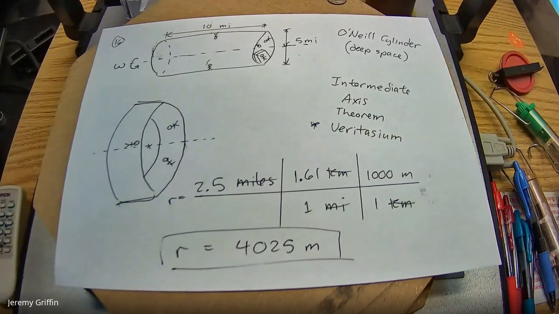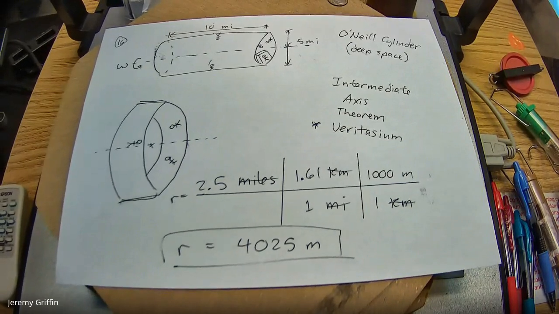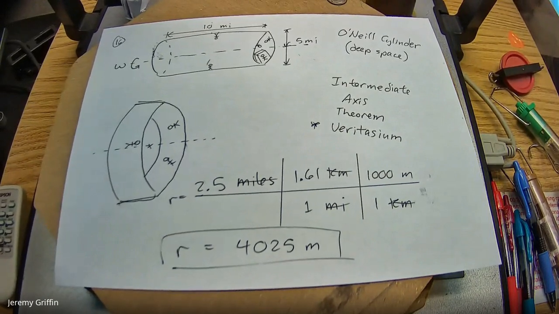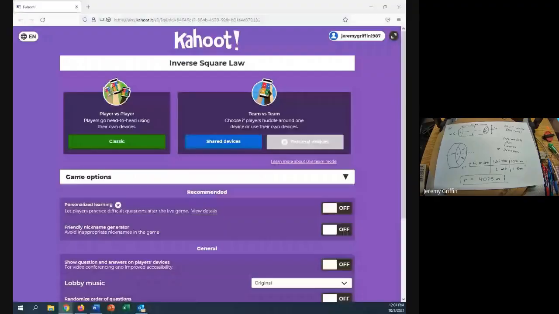I got one more thing for you guys. You guys ready for one more thing? You guys got your phones? You guys were flipping around? All right, let's do a Kahoot. This is going to be a Kahoot on the inverse square law relationship for universal gravity. So let's pull this up.